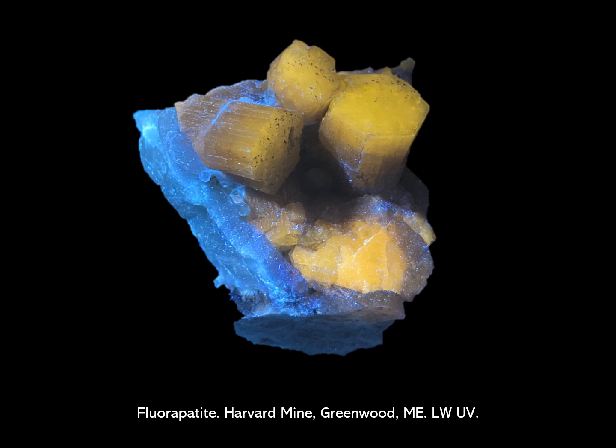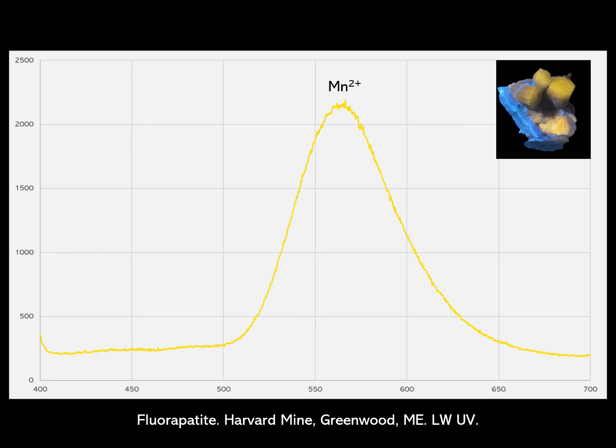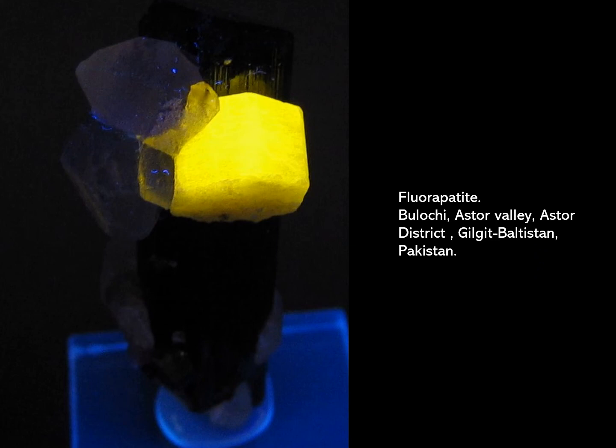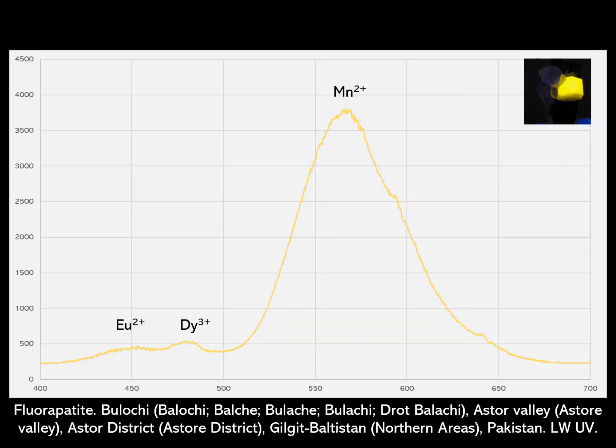This next example is from the Harvard mine in Greenwood, Maine. The spectra for this, despite having a very similar color of fluorescence, is quite different than the last one that we saw, with instead of those trivalent rare earth peaks, you see just a single manganese 2+ peak right past 550 nanometers. Our next example of fluorapatite is this really brightly fluorescing one from Pakistan.